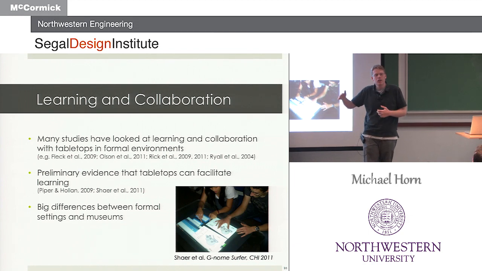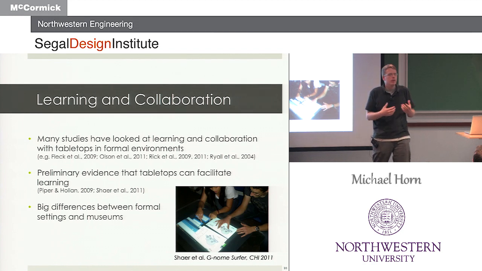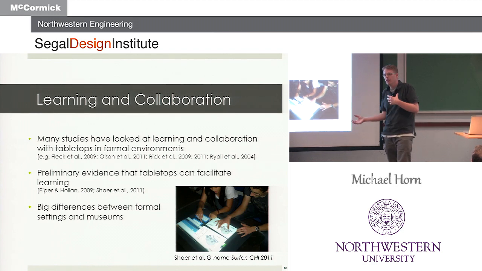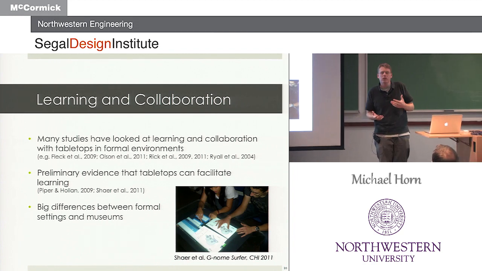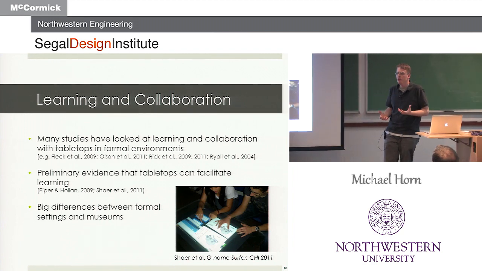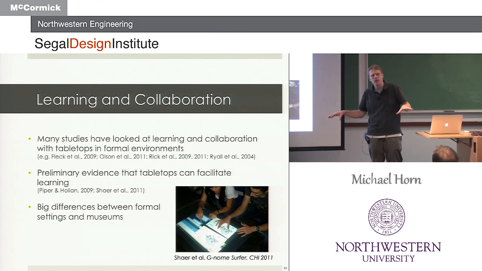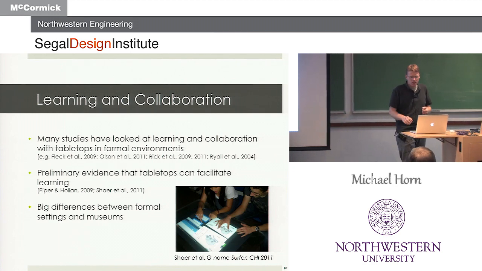There's also been an increasing amount of literature looking at tabletops in the wild, in naturalistic settings. That research is nice. It mostly focuses on what people do with tabletops, like what gestures they use and how they walk up to the table and how they leave the table, and less on whether the design itself is successful.